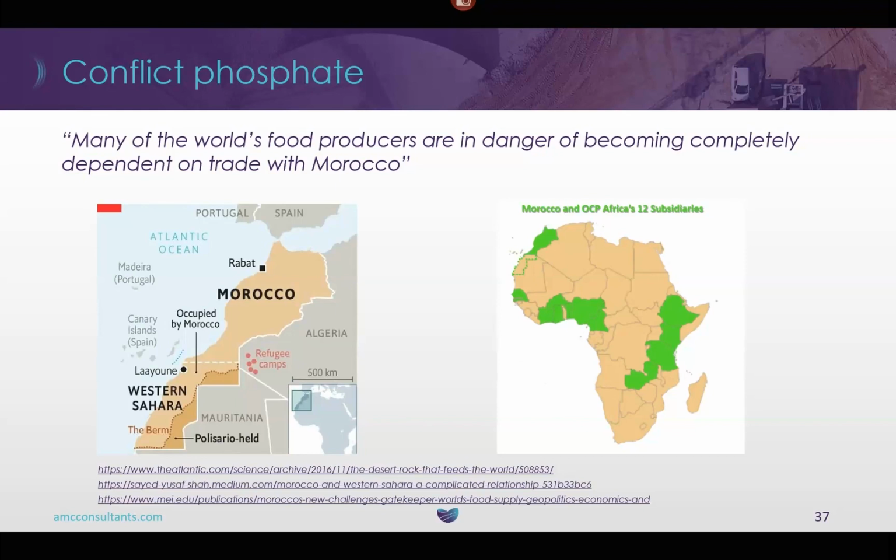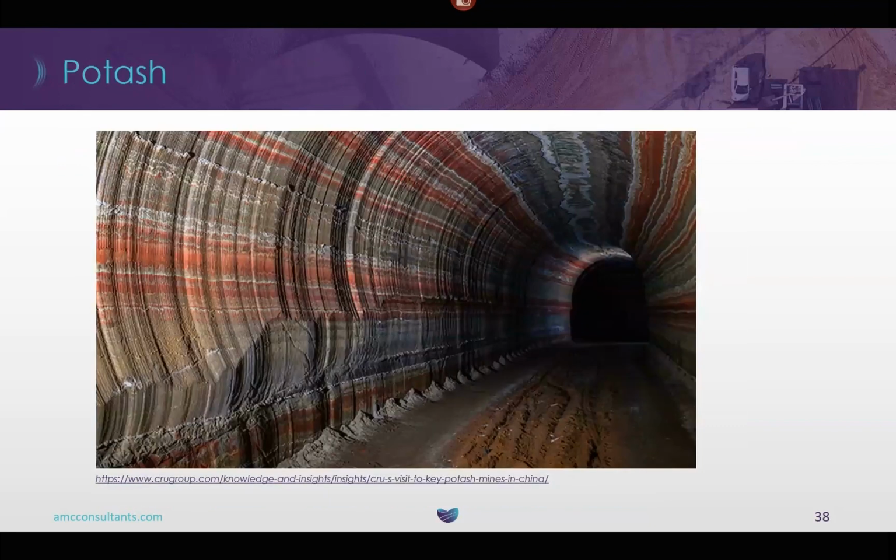But in and of that, Morocco itself has got relationships with 12 other African countries, and effectively Morocco or OCP control the flow of phosphatic fertilizer into those countries. So again, from a geopolitical point of view, depending on the relationship that Morocco has with those countries, or say, for example, Nigeria has with Morocco, it could influence food security in that country due to the relationship. A similar thing goes for potash.